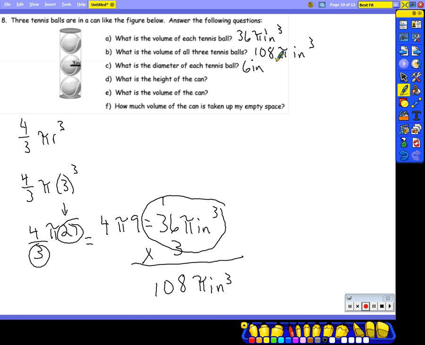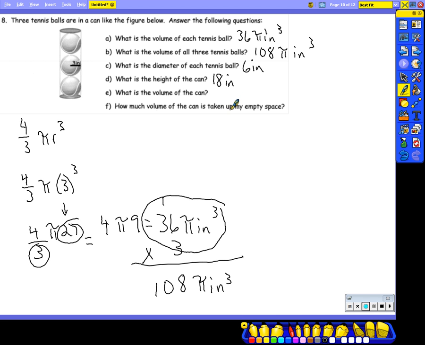Next question, what is the height of the can? So for me to know what the height of the can is, I need to break it down a little easier. One ball is 6 inches high. How tall are 2 tennis balls? What do you think, Tristan? 12 inches, that's right. So how tall are 3 tennis balls? What do you think, Lauren? 18 inches. Great job. So there's my answer for that one. 18 inches, because 3 balls is the height.